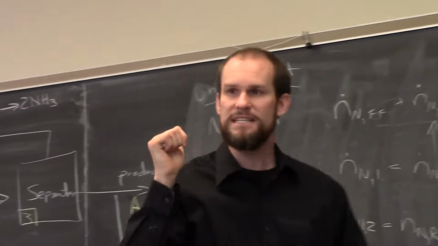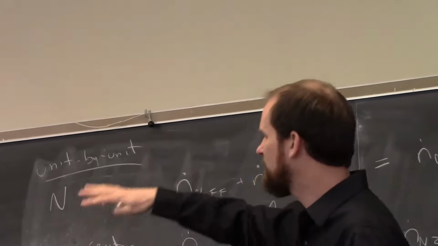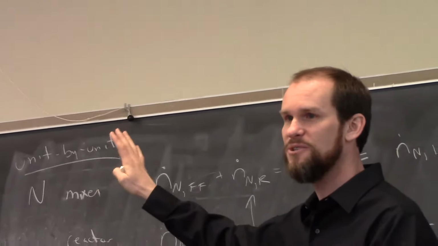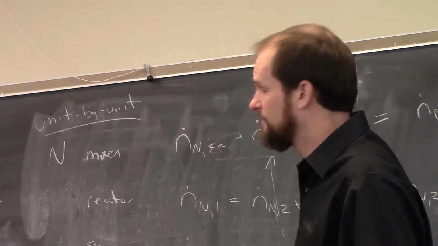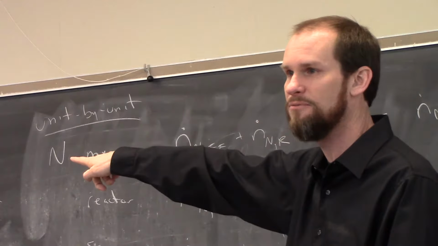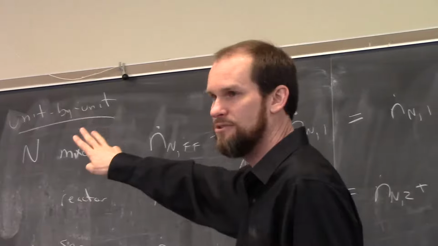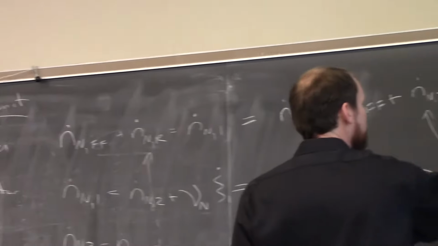So remember when we did multiple process units, we said we could do unit by unit, or you could do overall. In this case, you need to do both. The overall is going to give us xi dot, and then the unit by unit is going to let us solve. Actually, we're asked for the flow rate of stream 1, so you can't even get that unless you do unit by unit. You've got to do both.